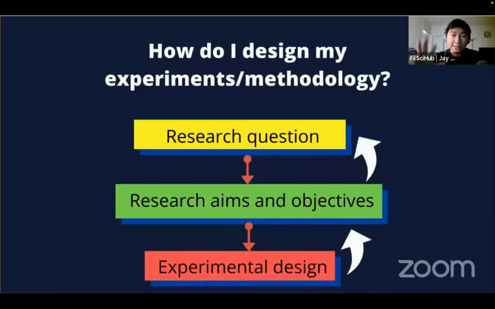So I summarize this in this diagram. We have the research question, the research aim and objectives, and your experimental design is your actual tool. It's like there's a task and you need a tool, let's say a hammer or a wrench. That's your tool to tackle your research aim and objectives point by point. Okay?